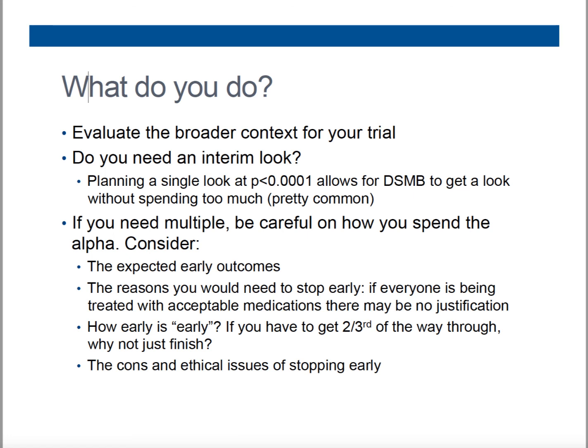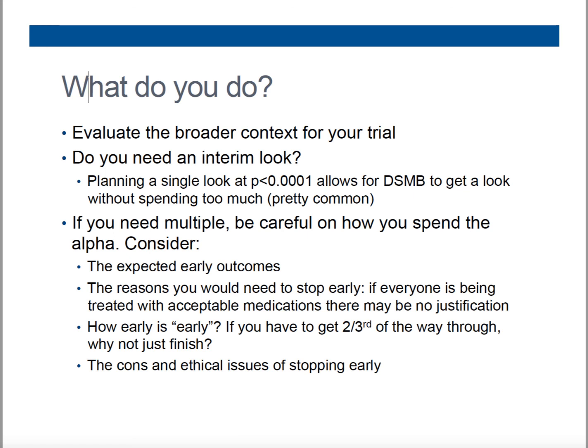A very common interim look is to plan a single look requiring a very large effect size. That allows for the DSMB to get a look without spending too much alpha. It also allows you to assess your effect size and your standard deviation assumptions, and that can be very helpful. Consider the expected early outcomes. So again, one of the big considerations is prevalent versus incident cases.